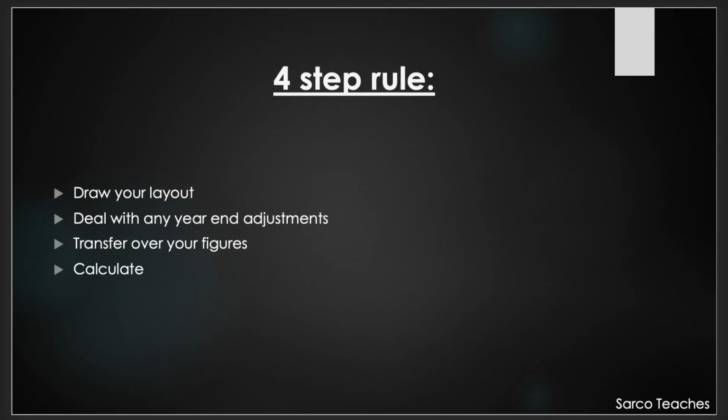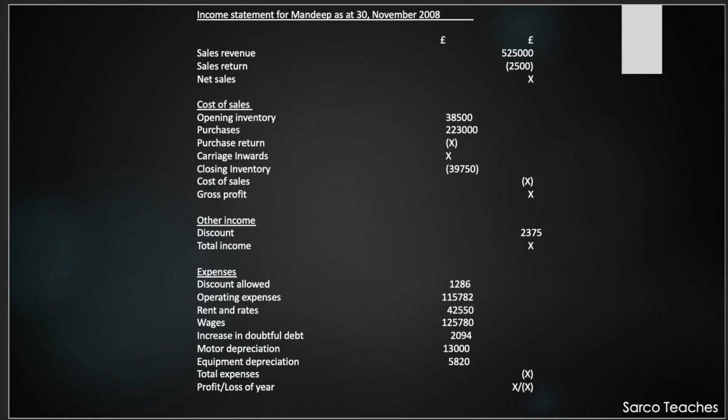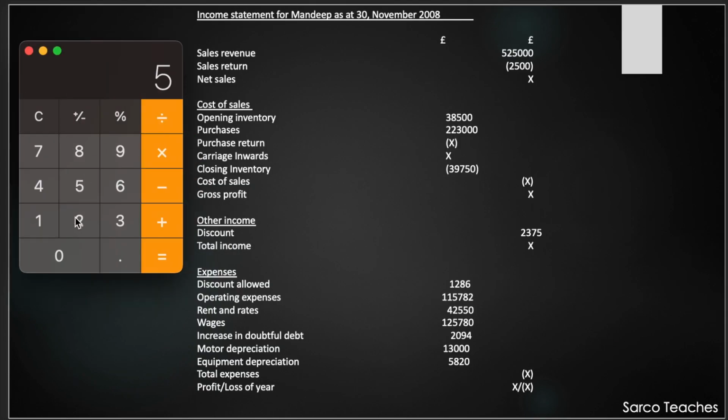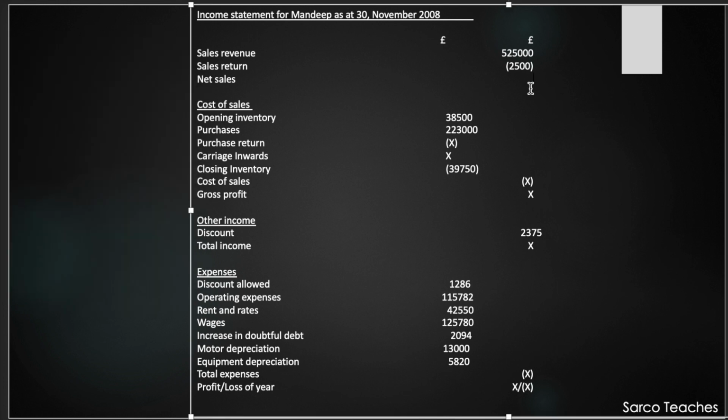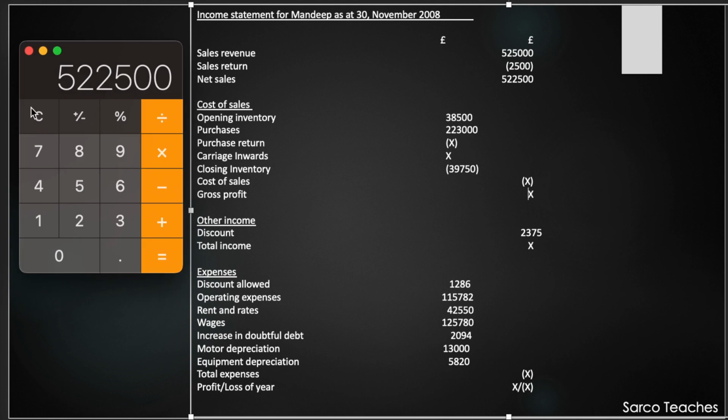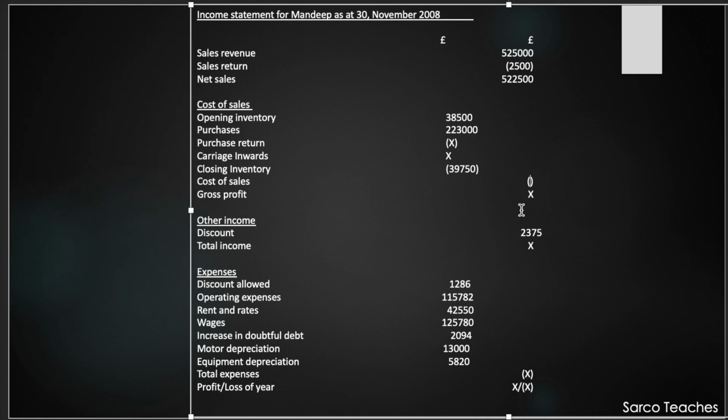Alright, so we have finished transferring. Our last and final step is to calculate. First calculation is net sales. That's sales revenue plus sales return. Next, cost of sales. Cost of sales is opening inventory plus purchases minus purchase returns, but we don't have any purchase returns and we don't have any carriage inwards anyway. So we just forget about them.